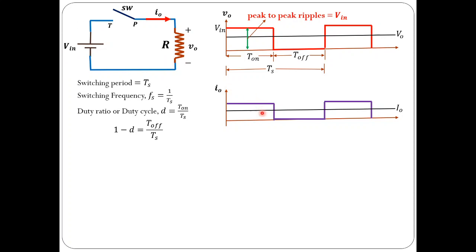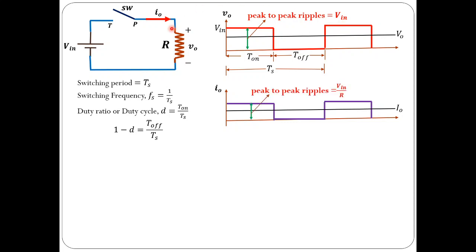Similarly, if you calculate the ripple value, the percentage of ripple factor would be 100% for this case. Similarly, find out the I naught ripple value; that is also going to be 100%, and the absolute ripple value is equal to Vn by R. So this is a problem with the simple converter.